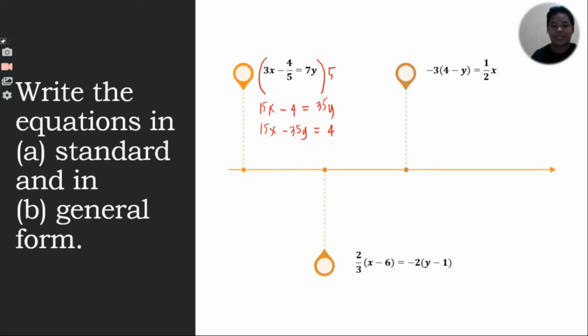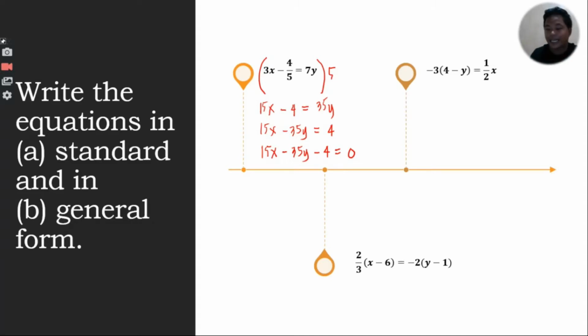And for our general form, we're going to write all the terms on the left side and equate it to 0. Then we have 15x minus 35y minus 4 is equal to 0.